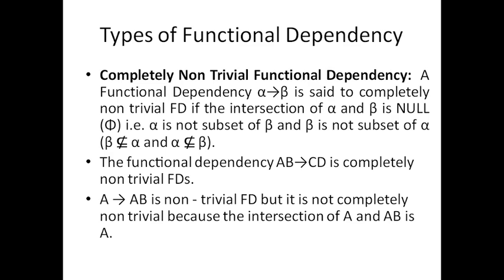Next is completely non-trivial FD. A functional dependency alpha determines beta is said to be completely non-trivial if the intersection of alpha and beta is null. That means there is no common attribute between alpha and beta. Here alpha is not a subset of beta and beta is not a subset of alpha. The functional dependency AB determines CD is completely non-trivial FD, because AB is not a subset of CD, similarly CD is not a subset of AB. A determines AB is non-trivial FD, but it is not completely non-trivial because the intersection of A and AB is A.